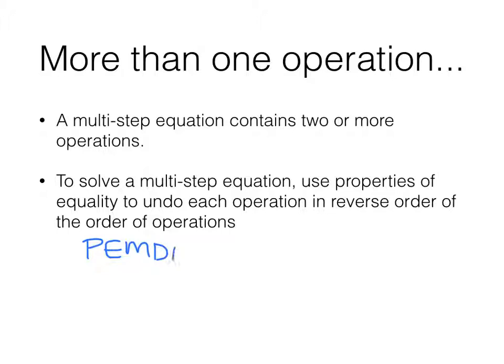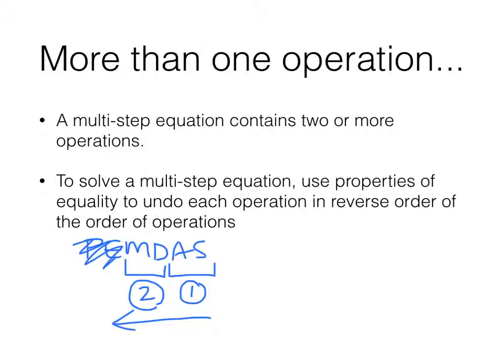So when you're solving a multi-step equation, you're usually going to do an addition subtraction step first, a multiplication and division step second. The parentheses and the exponents don't really come in, but you're basically using that order of operations in reverse.